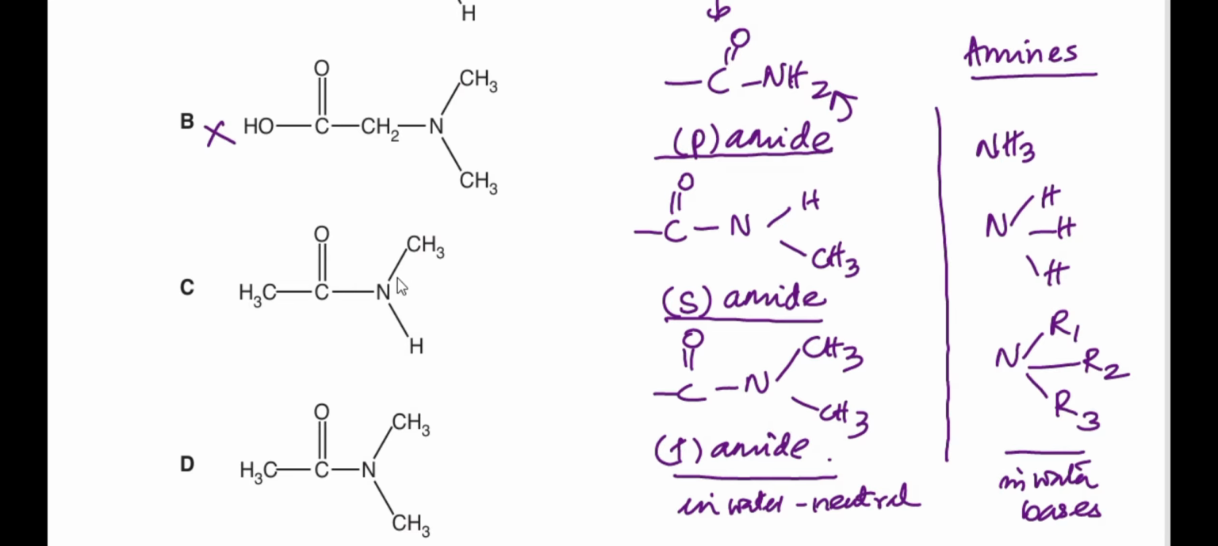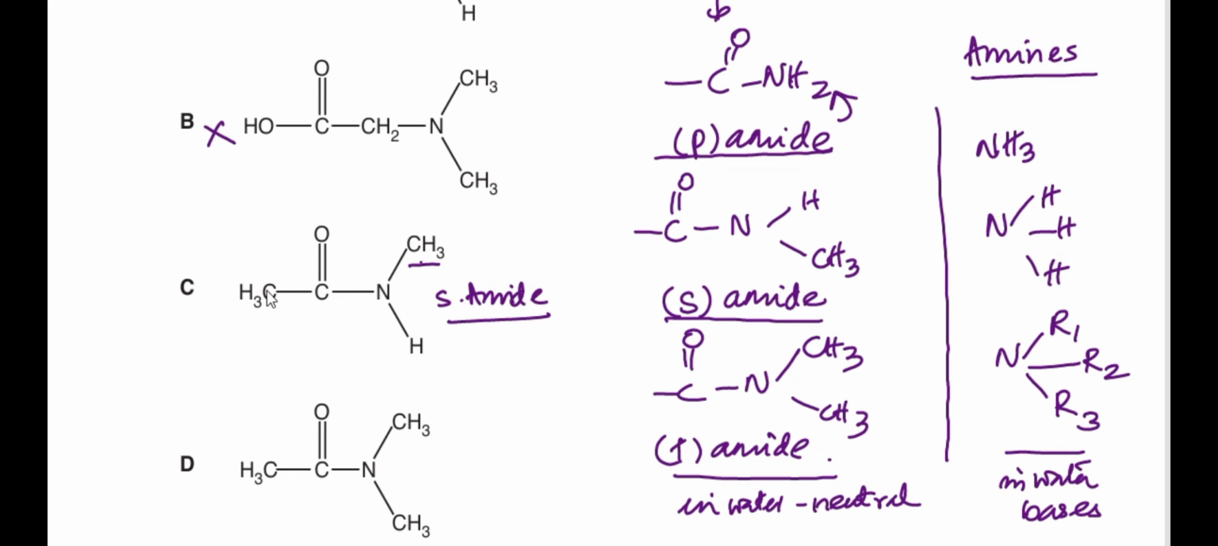Now let's look at whether it is a secondary, primary or tertiary amide. So it has one carbonyl group here and one alkyl group attached to the nitrogen, and the hydrogen is intact there. That means two carbon atoms are linked with the nitrogen atom. Therefore, it is a secondary amide.